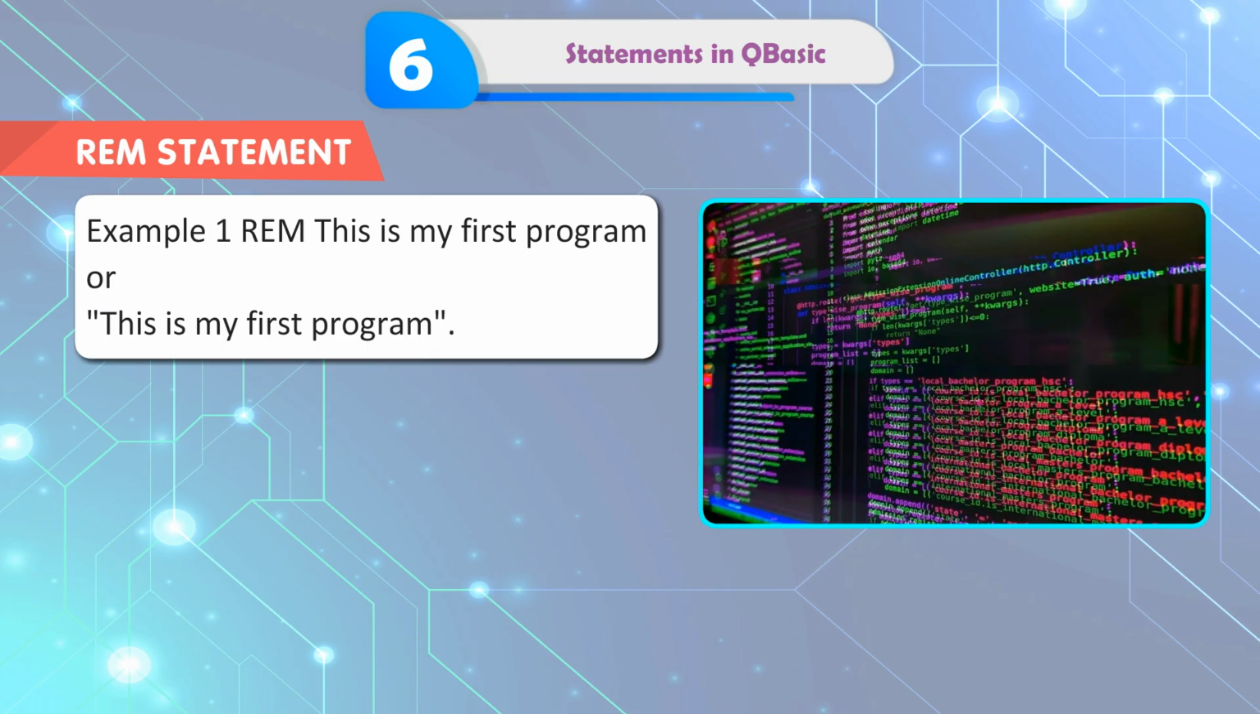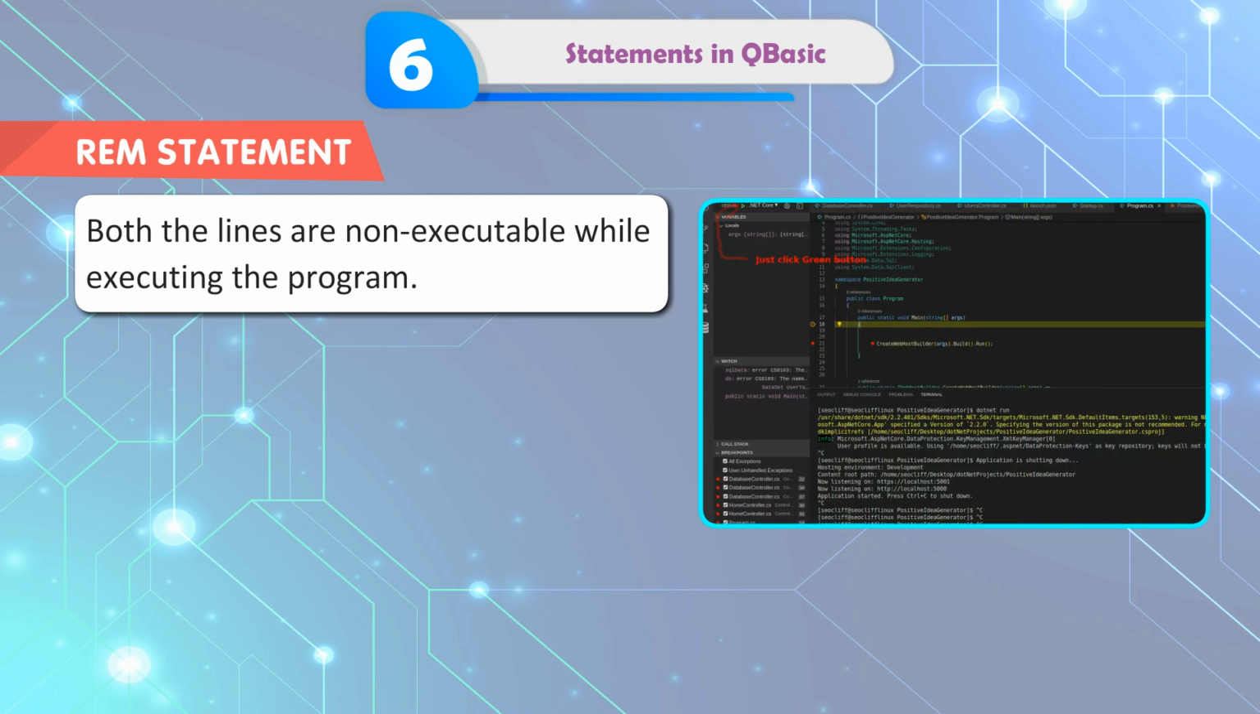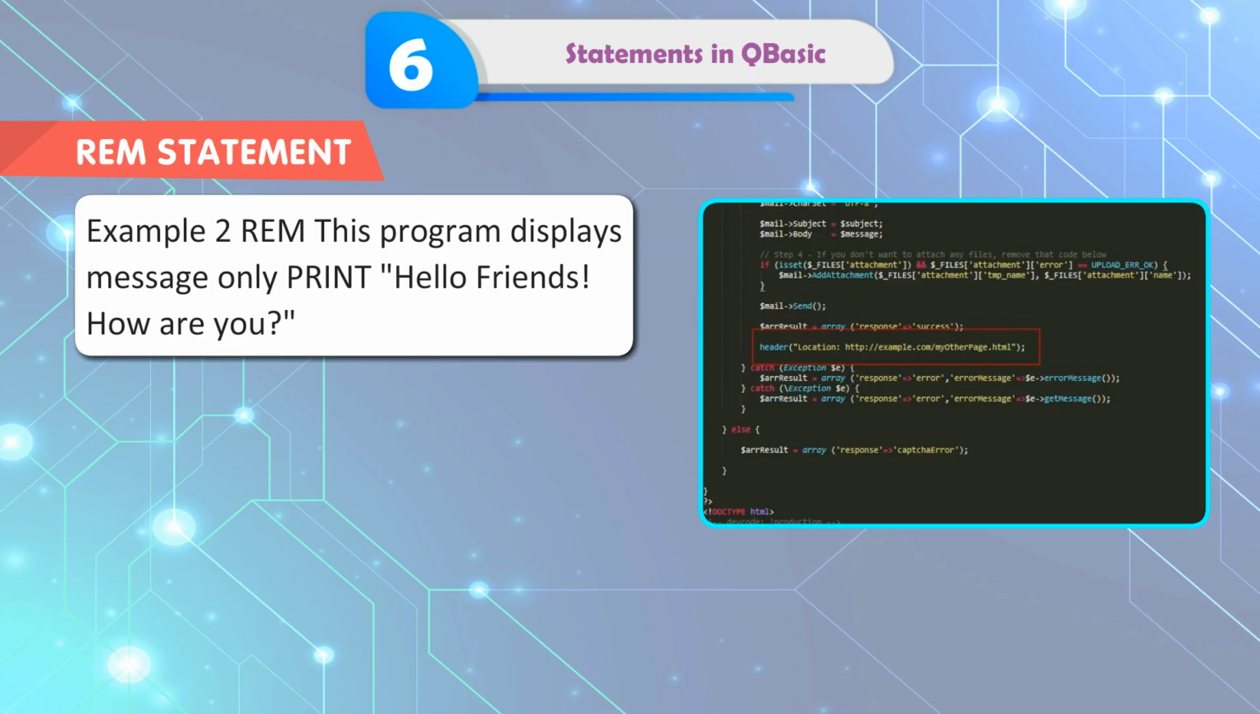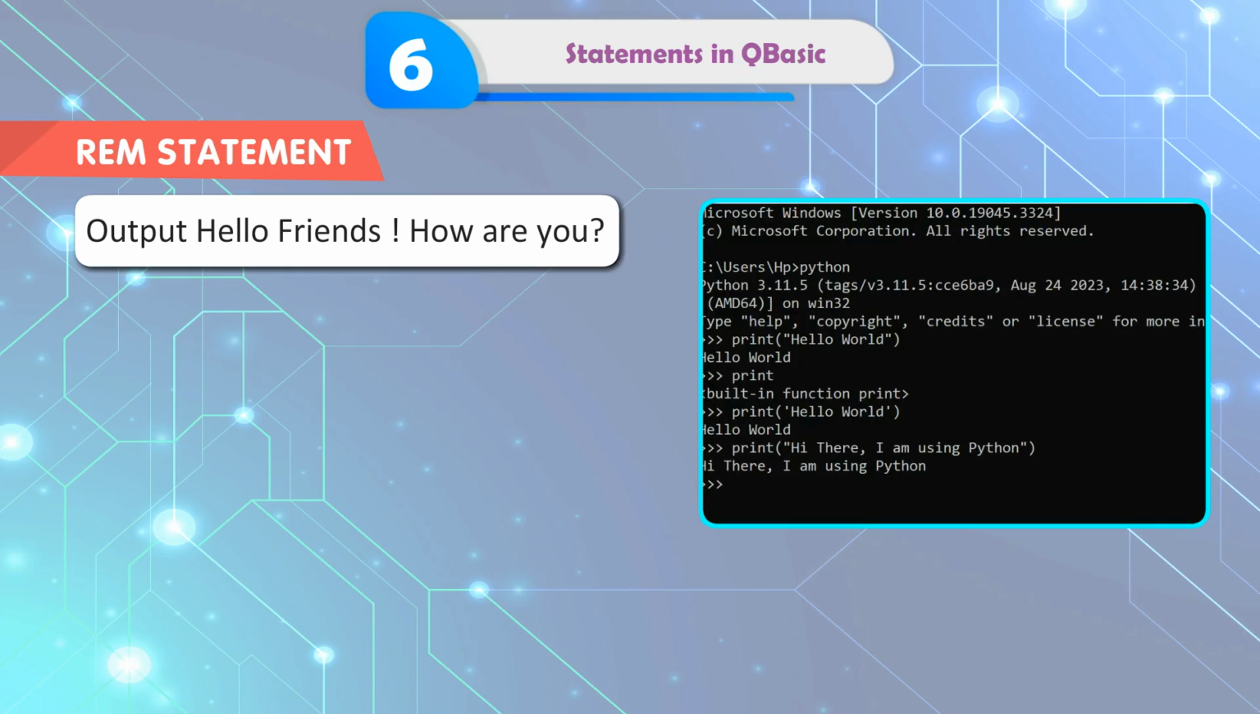Example 1. REM This is my first program. Or, ' This is my first program. Both the lines are non-executable while executing the program. Example 2. REM This program displays message only. PRINT "Hello friends. How are you?" Output: Hello friends. How are you?